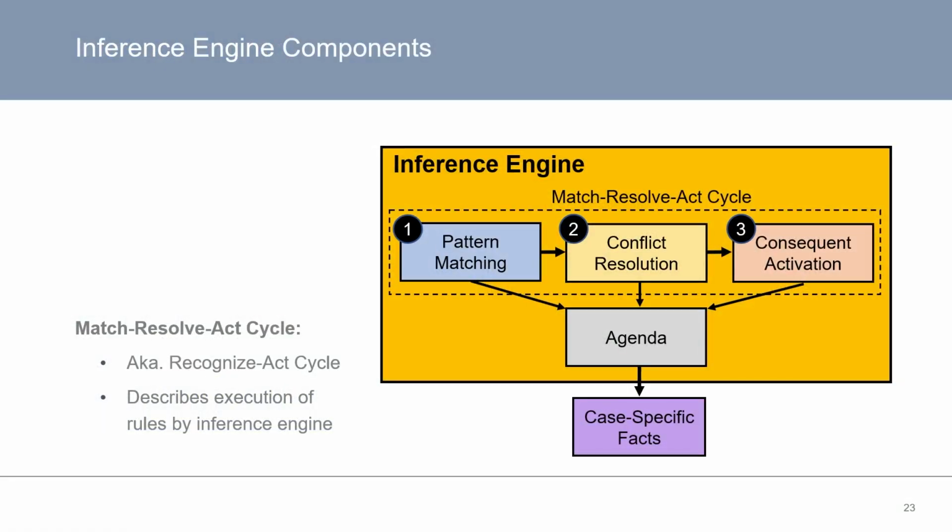Now we're going to take a closer look at the components of the inference engine itself. Typically, the inference engine follows what we call a match-resolve-act cycle, although it's also referred to as a recognize-act cycle. This cycle describes the execution of rules by an inference engine. Here is an illustration of that cycle. It includes pattern matching, followed by conflict resolution, and finally consequent activation. The steps of what to do next are stored on an agenda, and depending on the type of inference we're doing, the inference engine might output new, case-specific facts that get added to the knowledge base.